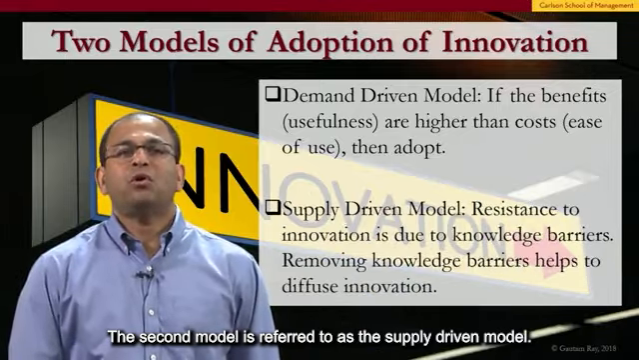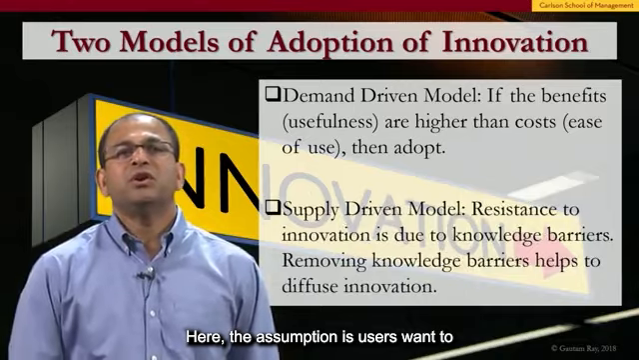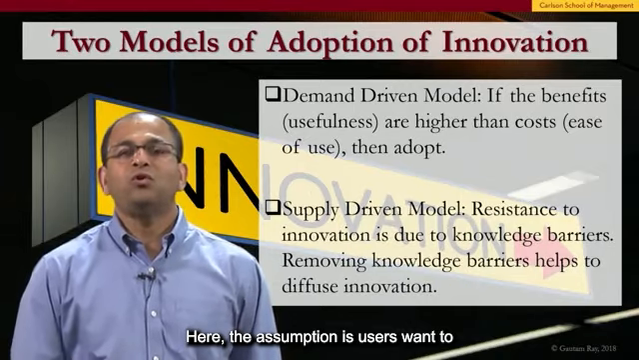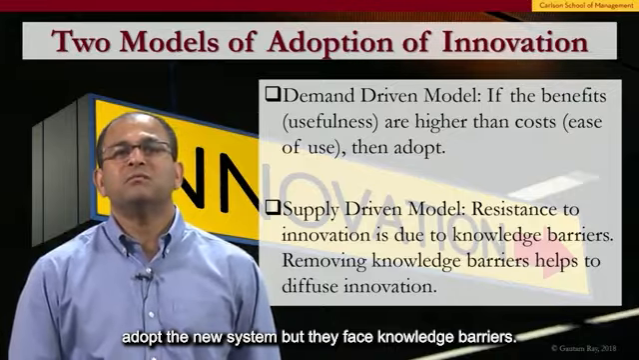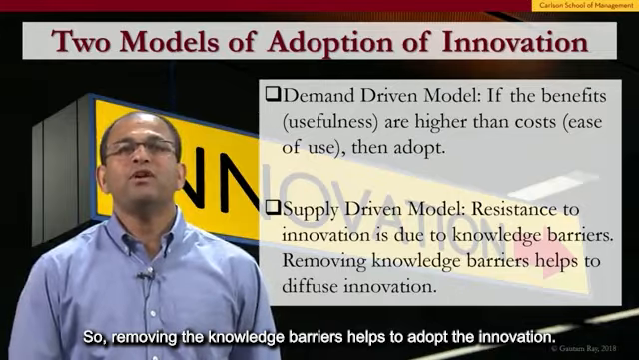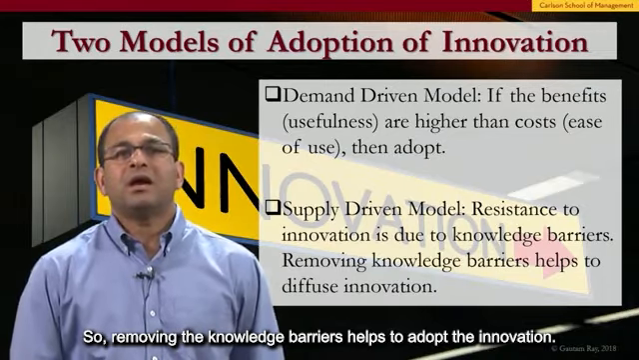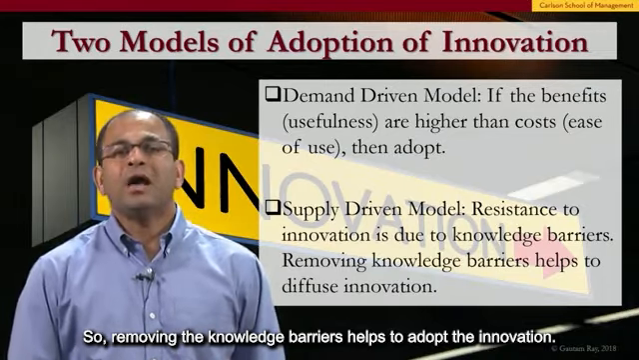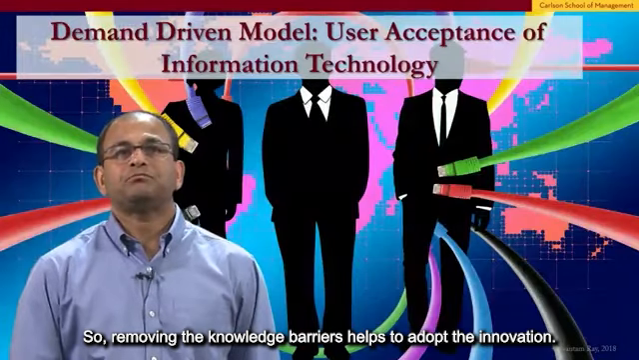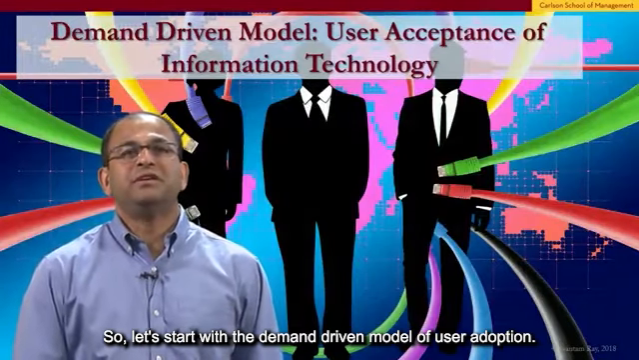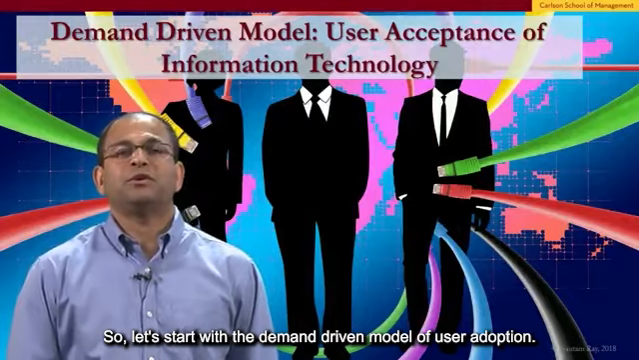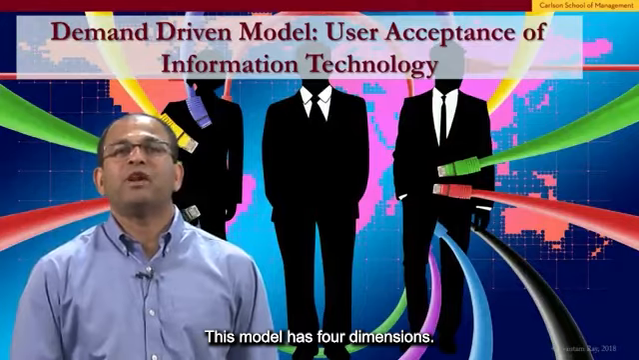The second model is referred to as the supply-driven model. Here the assumption is users want to adopt the new system, but they face knowledge barriers. So removing the knowledge barriers helps to adopt the innovation. So let's start with the demand-driven model of user adoption. This model has 4 dimensions.